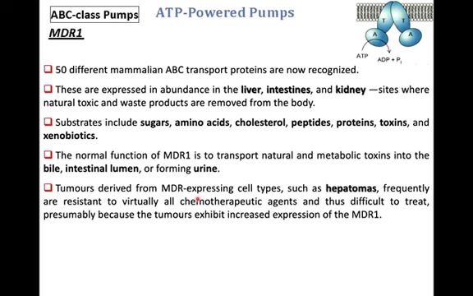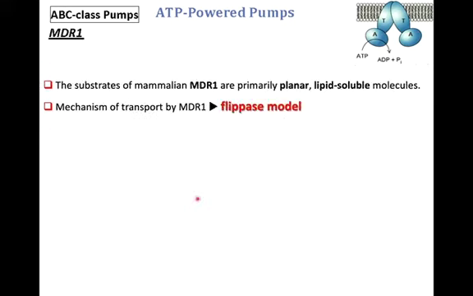So tumors derived from MDR expressing cells, such as hepatomas, liver tumors, frequently are resistant to virtually all chemotherapeutic agents because they express MDR. Thus, it's difficult to treat because the tumor exhibits increased expression of MDR1. So the substrates for mammalian MDR1 must primarily be planar, not 3D. They must be lipid soluble molecules, because you can see it's not a channel. You don't have a channel.